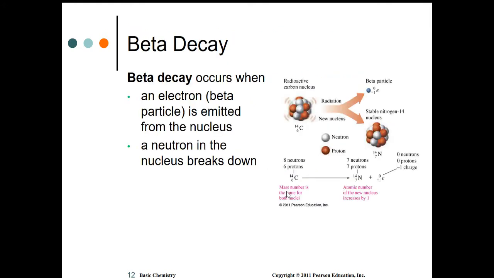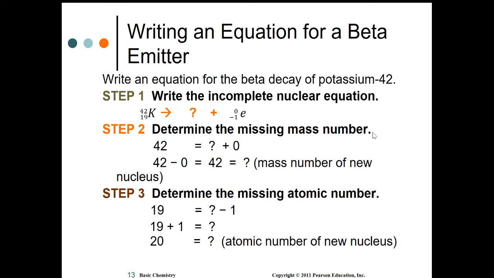For beta decay, it occurs when an electron is emitted from the nucleus and a neutron in the nucleus breaks down. Example: write the equation for the beta decay of potassium 42. So you write 42 on top, and 19 at the bottom is the atomic number. It's not given in the problem, but it's in your periodic table. Potassium. Again, you're looking for the question mark right here, and then you have the beta here.